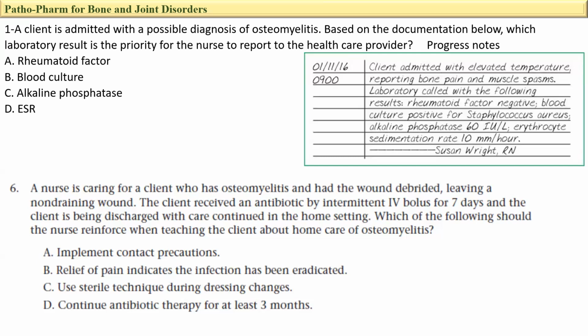The positive blood culture would be reported immediately to the physician or the nurse practitioner, so that the specific antibiotic therapy can begin or be adjusted based on the positive culture.